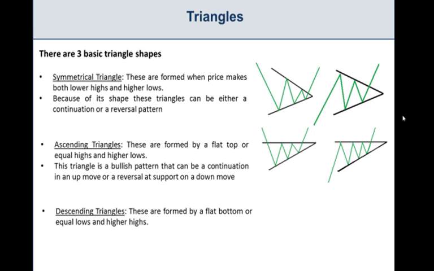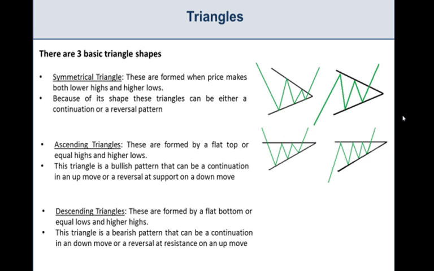And the third basic triangle shape is the descending triangle. And these are formed by a flat bottom or equal lows and lower highs. This triangle is a bearish pattern that can be a continuation in a down move or a reversal at resistance in an up move. And this is how they look.